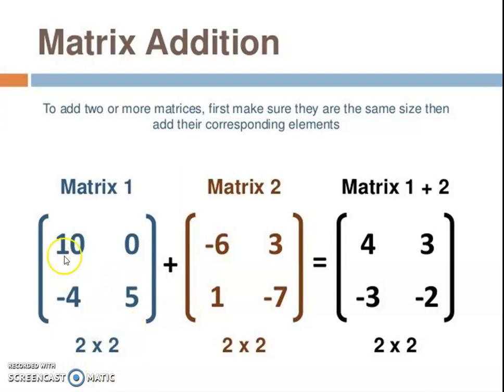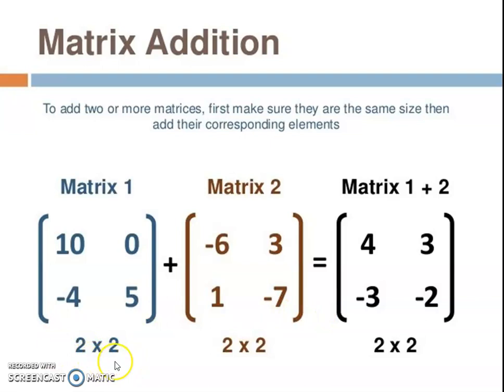Let us check how many rows are in the first matrix. 10, 0, minus 4, 5. That means first row, second row. 10, minus 4 is the first column. 0, 5 is the second column. Then minus 6, 3 is the first row, 1, minus 7 is the second row. No, it is the first column: minus 6, 1. 3, minus 7 is the second column. So be particular about the first matrix and the second matrix.